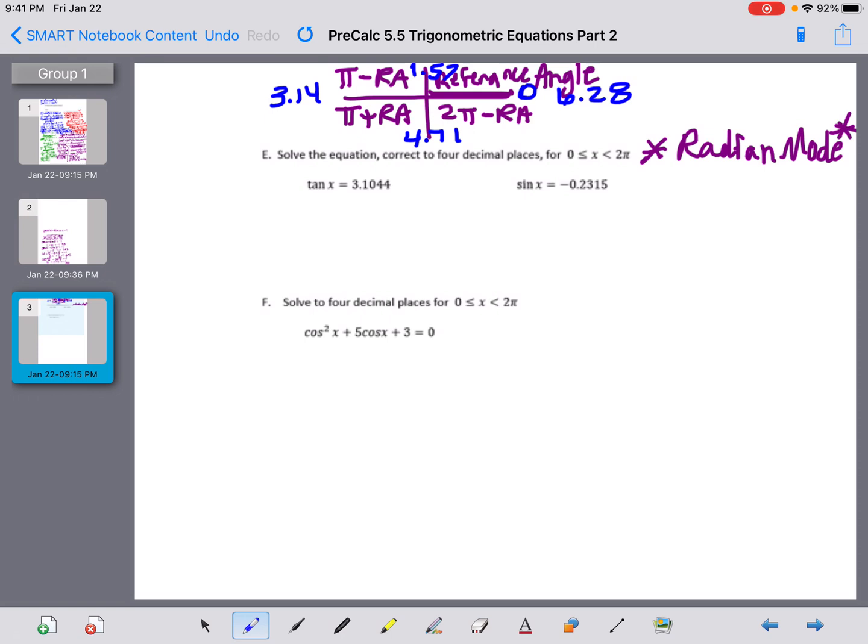Okay, key thing when we do this, and I can't say this enough, always go for your reference angle, okay? We're always going to go for your reference angle. And as we go through this, you'll kind of figure out what I'm saying, but you always go for your reference angle.